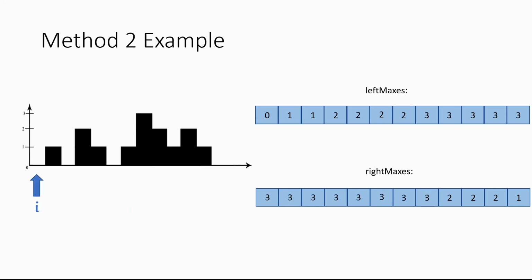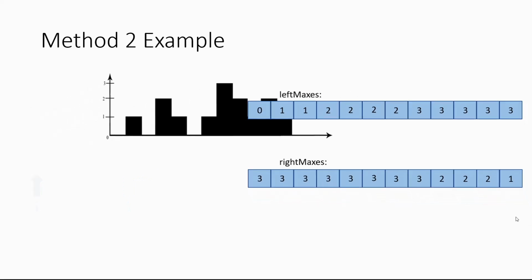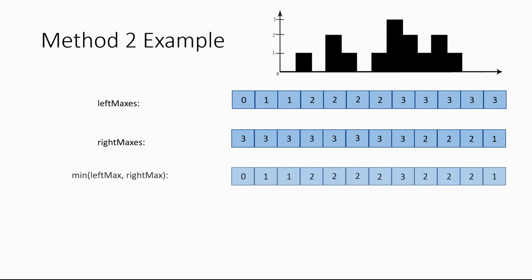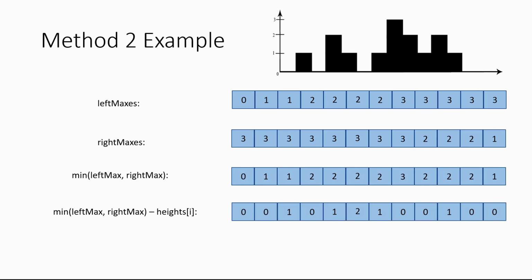Now that we have created the arrays left maxes and right maxes, we can find the minimum of the maxes for each position and subtract the height at each position from that minimum value, and then we can get the water level at each position using that. Then we can just sum up the water level at each position and we get our answer. This was the solution that uses dynamic programming. This method has an optimal O of n runtime. However, it still uses two auxiliary arrays in order to work.